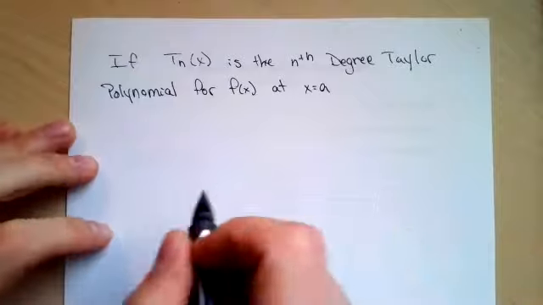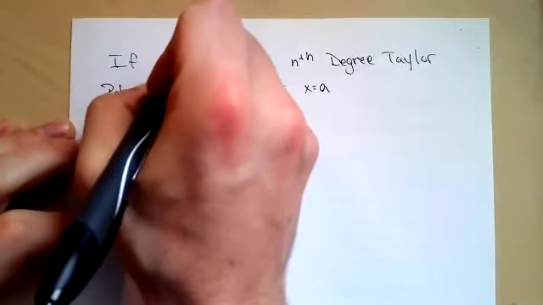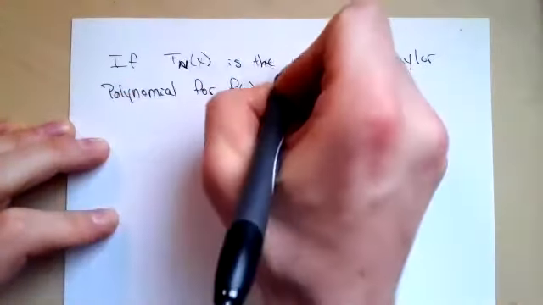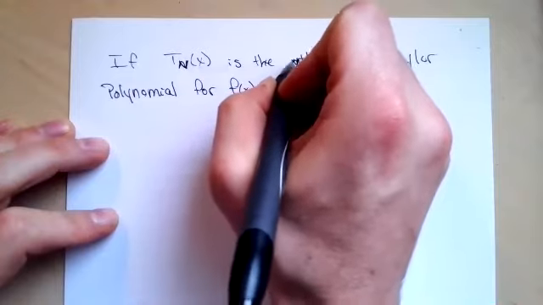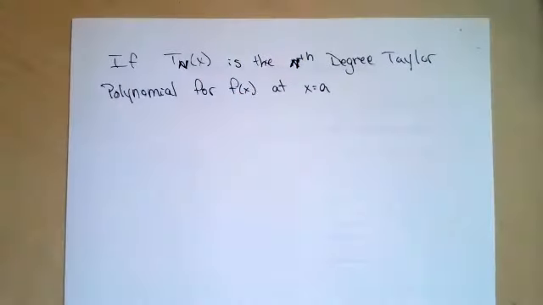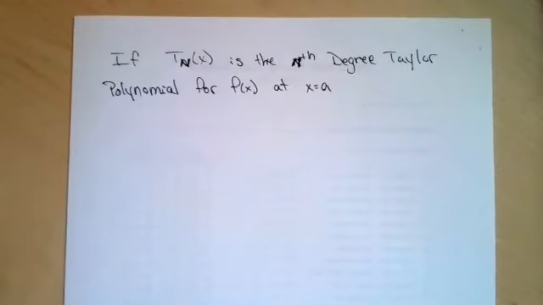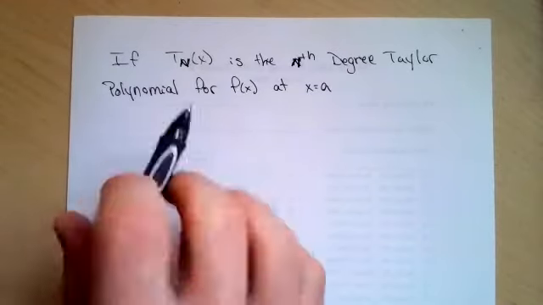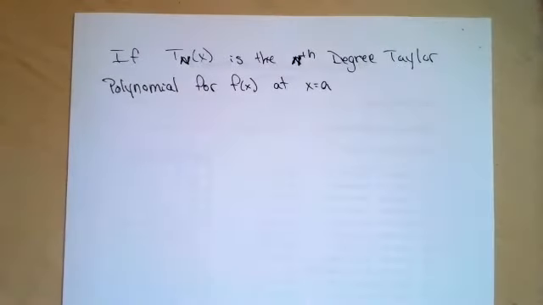And the book uses lowercase n. I think it might be better if we used capital N, since lowercase n is used as the index of the series. Let's use capital N as the stopping point, the maximum number of terms or the maximum degree of x. So we're just taking an Nth degree polynomial, so we're taking capital N terms.